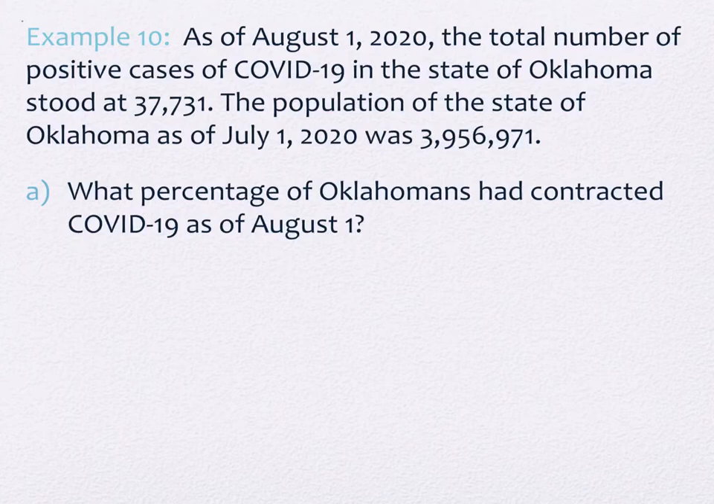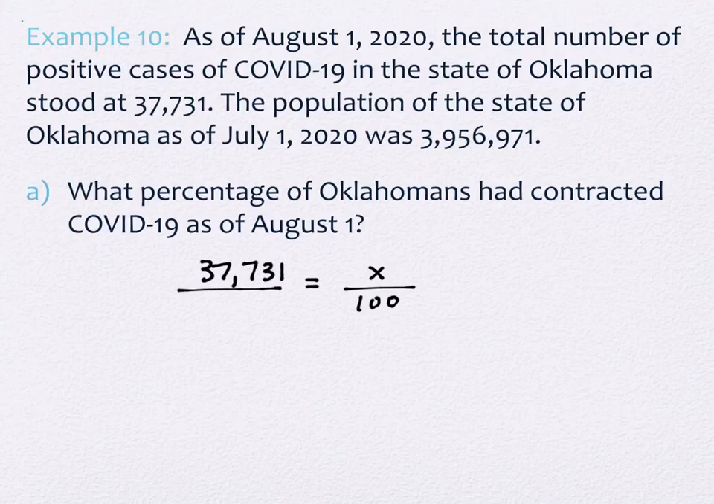So we can set up this problem just like we did with our proportions and the percents. So we have something over 100, and that's what we're looking for. What percent is this? Well, it said there's 37,731 reported positive cases, and there's 3,956,971 people in the state.